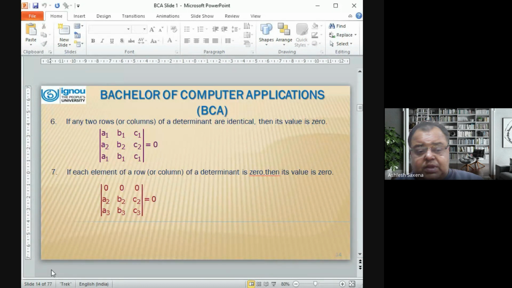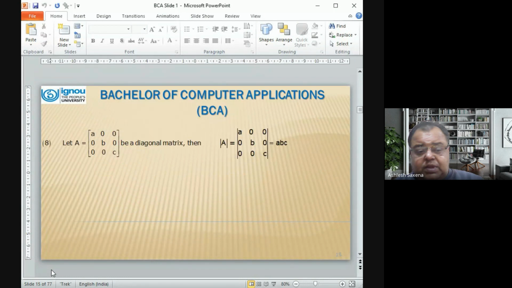Then comes your seventh one. If each element of a row or a column of a determinant is zero, then the value will be zero. Now, all elements are zero, but only the diagonal is there. So its answer will be ABC.